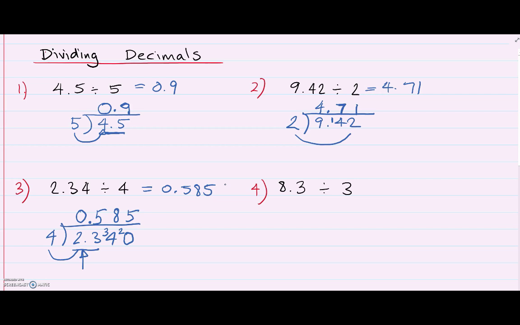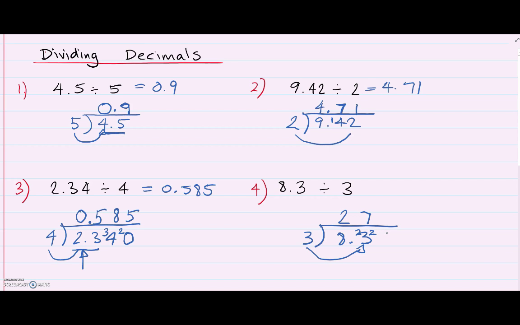All right, example number 4, 8.3 divided by 3. Again, set up my division symbol with 8.3 on the inside and 3 on the outside. I ask myself, how many times does 3 go into 8? It goes into it twice with 2 left over. Now I ask myself, how many times does 3 go into 23? And 7 3s are 21, so it goes into it 7 times. And there is 2 left over.